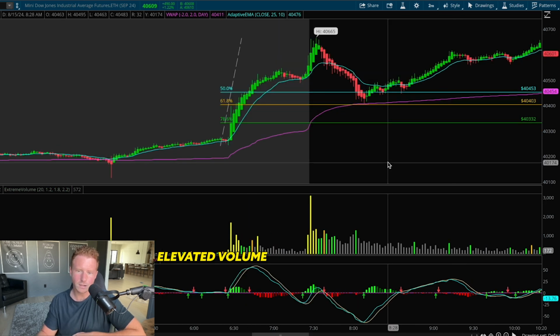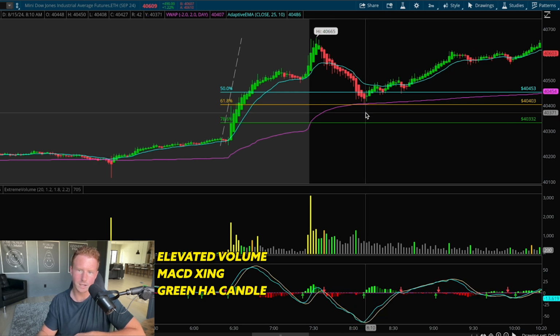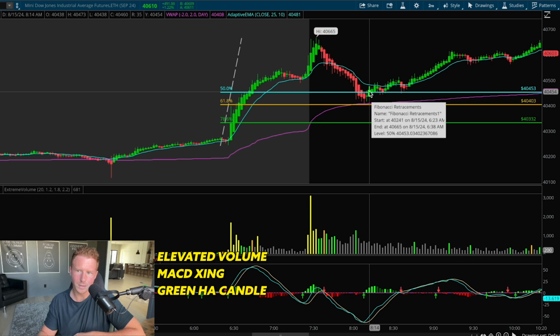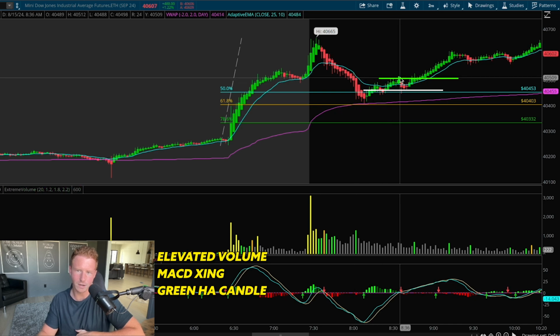Okay, next thing I like to look for is I want to see the MACD cross. As you can see, we started crossing right here. Now I like to wait for a green Fibonacci candle to close. So basically, I got in right after this candle closed, and then I essentially just rode this thing up to our next resistance area up here where we have this aggressive selling. So I kind of scalped this.